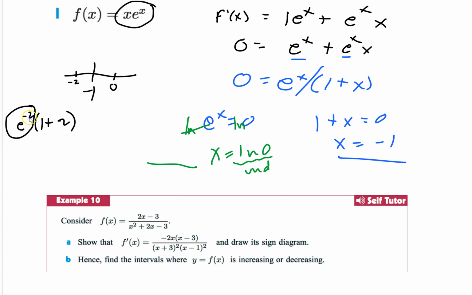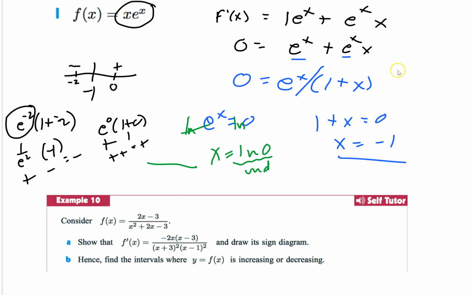Even that, e to the -2 power, that's 1 over e squared. It's not a negative, still positive, small positive, but still positive. This should be 1 plus -2, which gives me a -1. So I get a positive times a negative, which is a negative. Plug in 0, e to the 0, 1 plus 0, positive, and I get 1. So positive and positive gives me a positive.